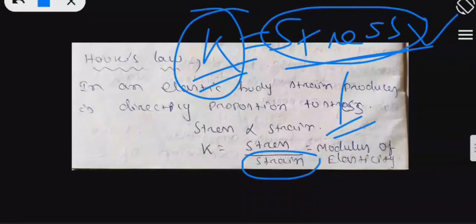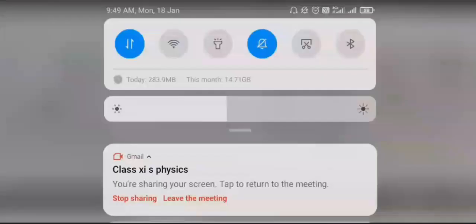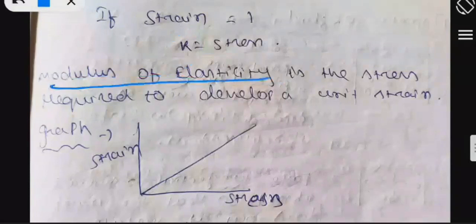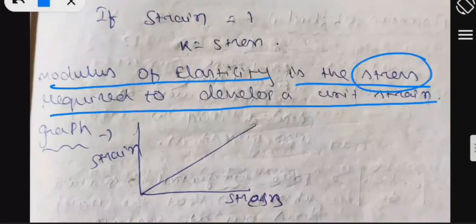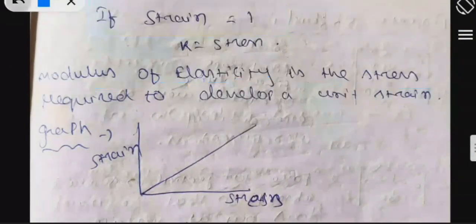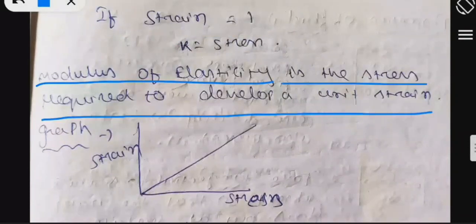And now here I got the definition of your K. What is K? The K is, you can say, the modulus of elasticity. The modulus of elasticity is the stress required to develop a unit strain. Unit means 1. According to the result I have defined it. So how can you define it? Modulus of elasticity is the stress required to develop a unit strain.